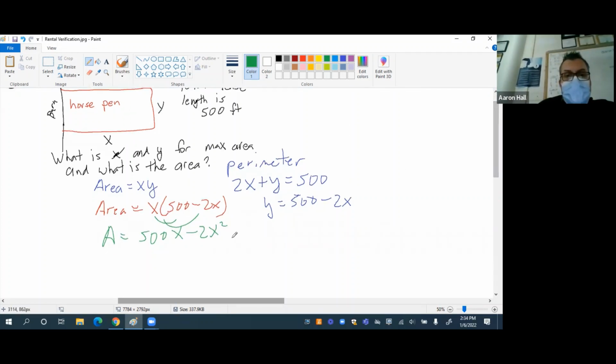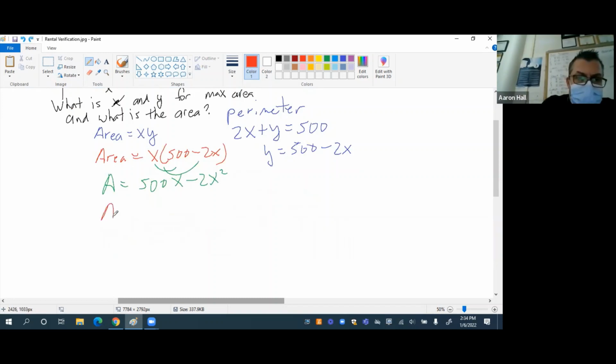Take the derivative, okay. So we're going to take the derivative. If I take the derivative of our area, what do I get? Minus 4x, okay. Now what? Set it equal to 0. I want to know when the slope of my quadratic is 0. So I'm going to make this 0. 0 equals 500 minus 4x, okay? And now?